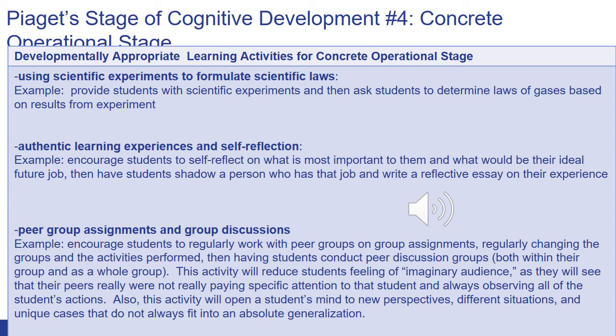Another example of a learning activity could be providing students with authentic learning experiences and opportunities to have self-reflection. This way, they could learn, for example, in a business class, what their interests are and research those interests, and then actually have authentic experiences of observing someone in that position, and then they can determine whether or not something is for them.